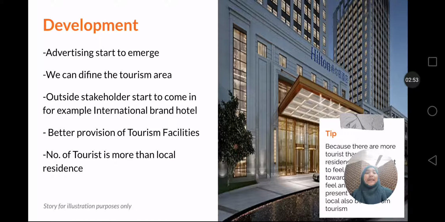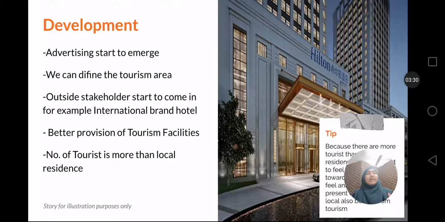At this stage, we can see the obvious development of tourism destination. The first one, we can see it start to have advertising, and then we can also start to define the tourism area. And then the third one is outside stakeholders start to put in their money into this tourism destination. For example, international hotel like Hilton start to put their money on such specific particular tourism destination.